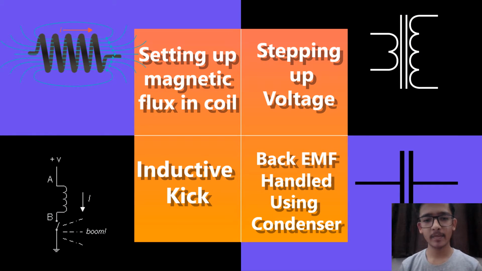So there are many concepts, but these are the four main concepts involved. The first one is the setting up of magnetic flux in the coil. Second is stepping up the voltage from some small value to a very high value. Third is the inductive kick, which is the main part, which is where the spark is produced. And fourth is the precautionary handling of the back EMF using a condenser.